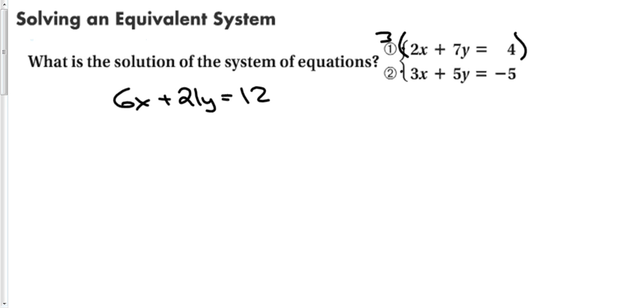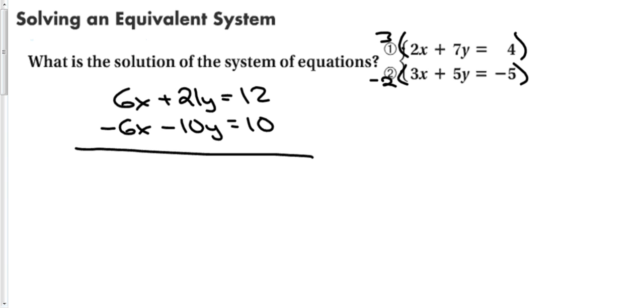So I'm going to multiply equation 2. I'm going to take this whole equation and multiply it by negative 2. That gives me negative 6x minus 10y is equal to positive 10. Now, when I add these equations together, I get 11. The x's cancel. I get 11y is equal to 22. Dividing both sides by 11, y is going to be equal to 2.